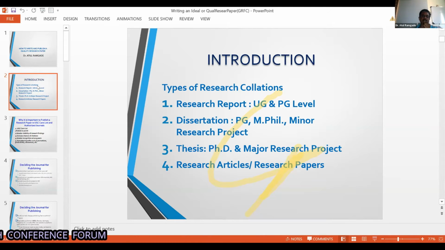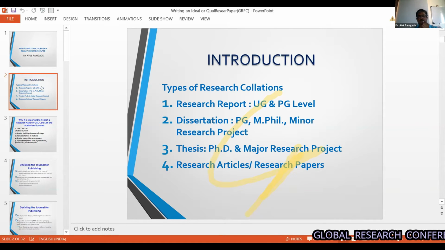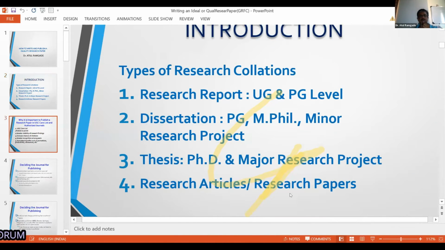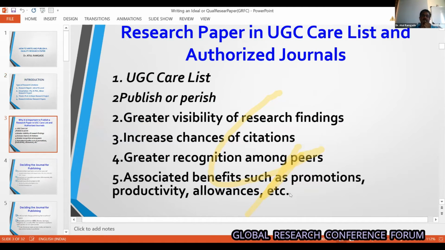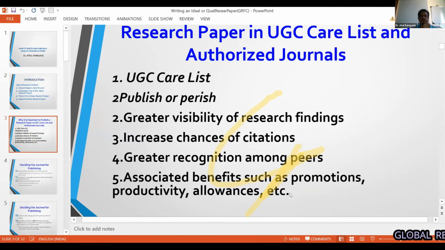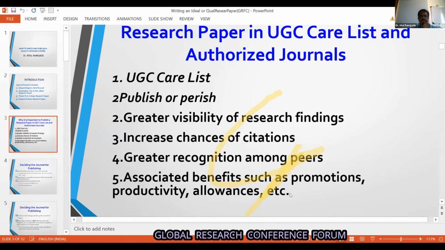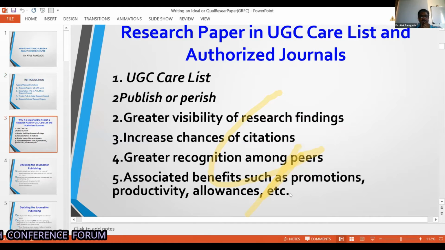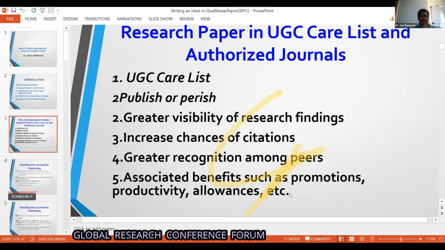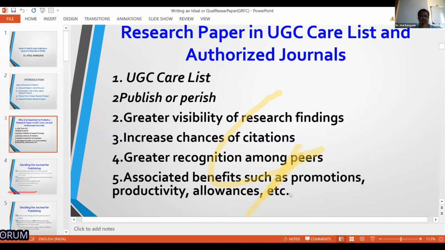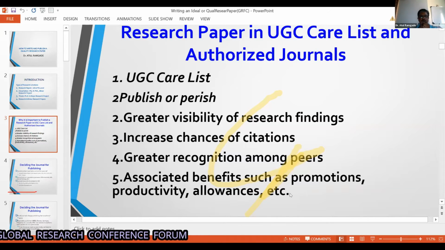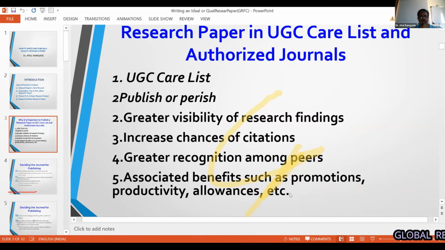Then research articles and research papers are also very important in today's time. Today a lot of talk is happening on the level of UGC CARE. Previously people were publishing papers, but the quality was not up to the mark. There was a lot of plagiarism. People used to take somebody's article and publish it in their own name. This kind of malpractice was going on.